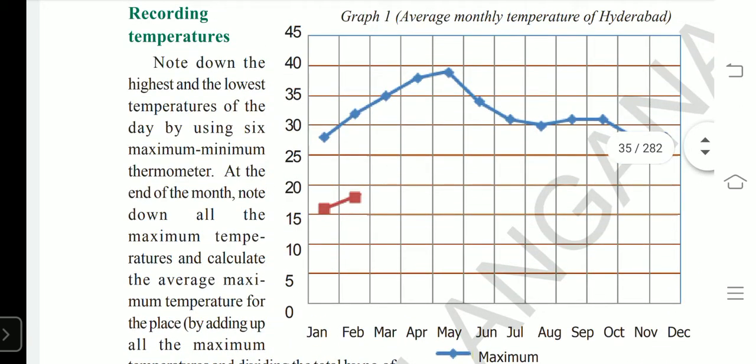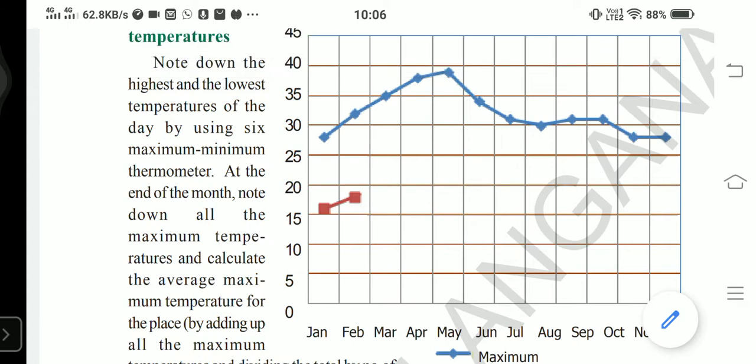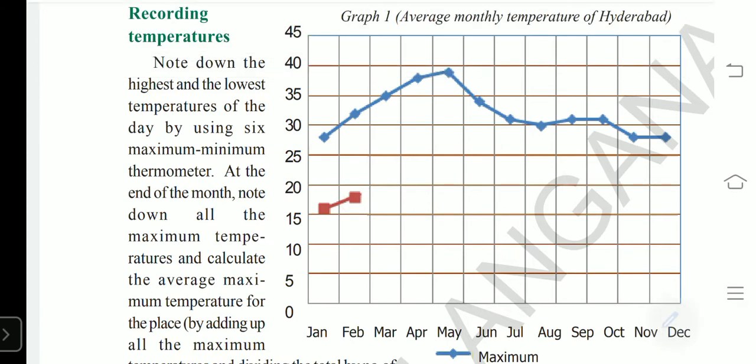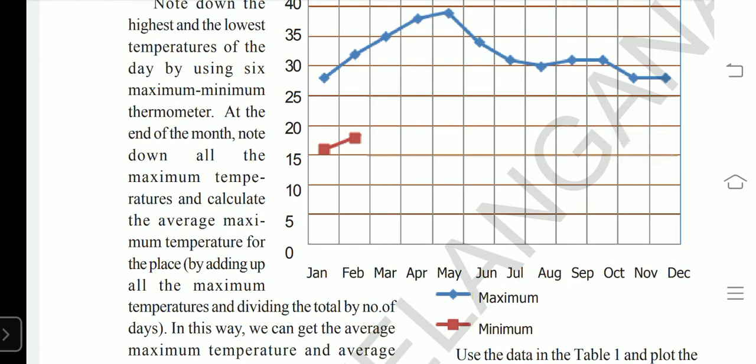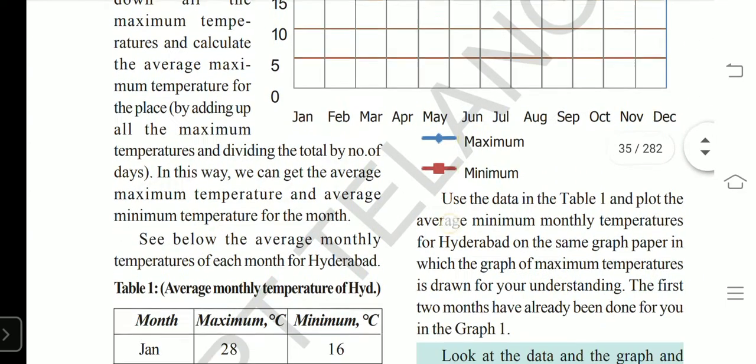So 18 it is. Then the month of February, where will it come? It is 15, this is 20. In between 15 and 20, we find 18 here. Like that, you should insert the dots for every month and connect all the dots. Then you will find the minimum temperature line.